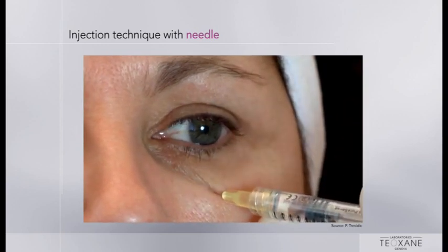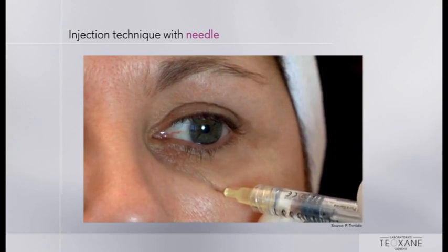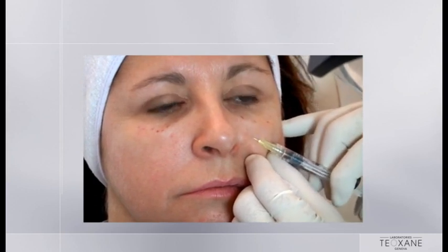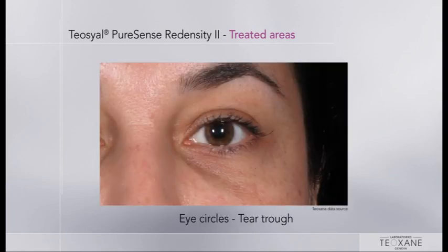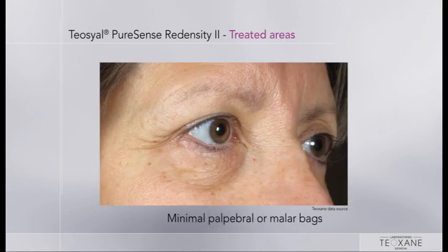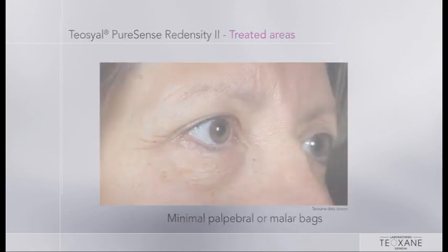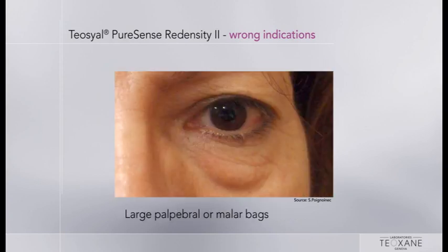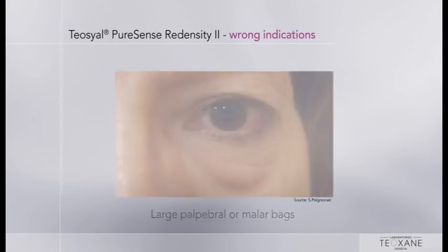On the contralateral side, the technique is the same. When the bone contact is made, the injection can be performed. A filling complement is practiced at the bottom of the tear trough. Treated areas of Redensity 2 are the R circles, the tear trough, the palpebromolar groove, and minimal palpebral bags. The wrong indications of Redensity 2 are exclusively pigmentary dark circles and large palpebral bags.